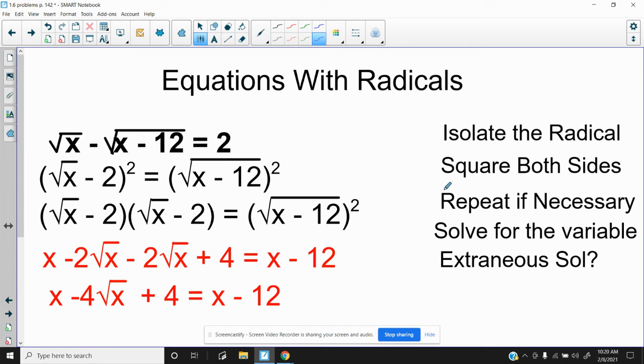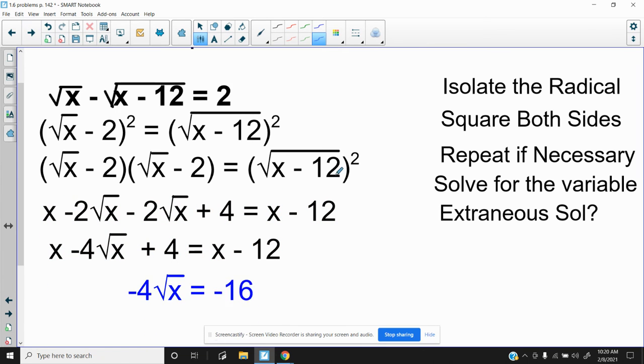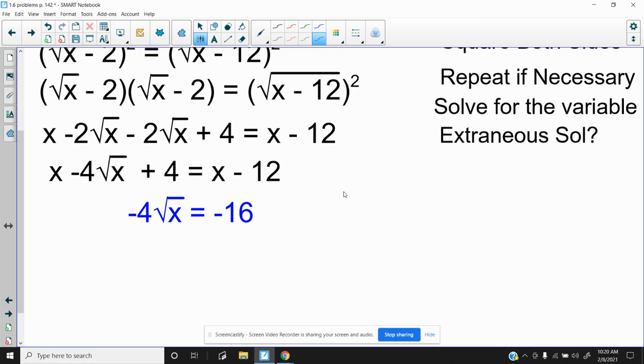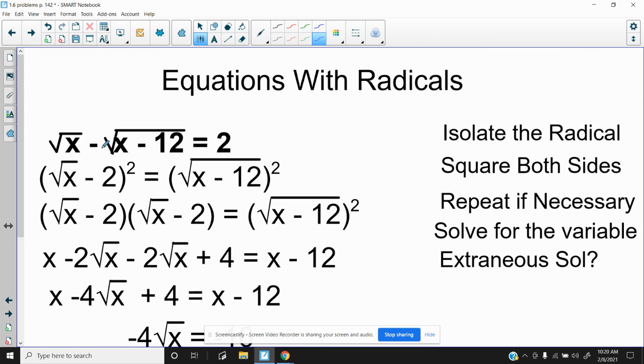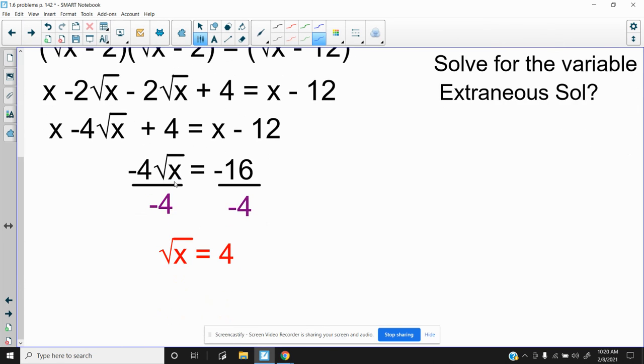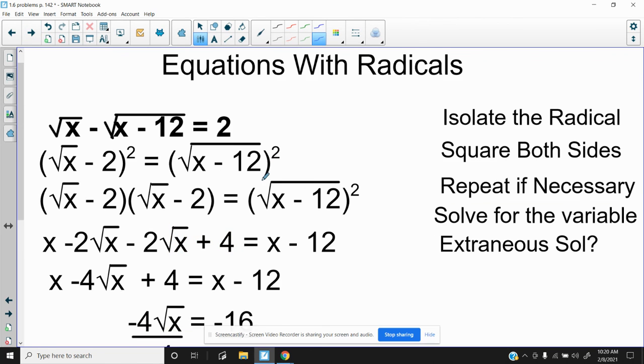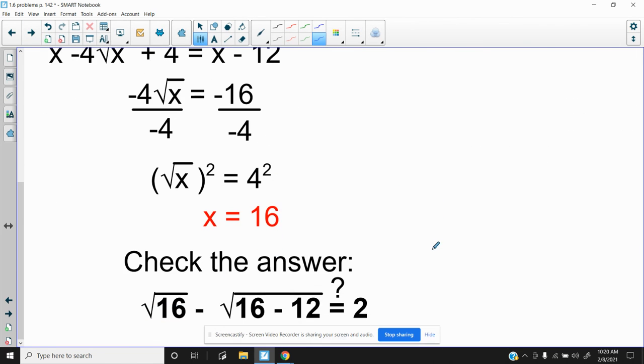Now I'm ready to repeat if necessary. We want to isolate this square root of x. So we do what we need to do, subtract the x, subtract the 4, and now we're going to divide by negative 4 because I truly need that to be isolated. And I get the square root of x equals 4. I square both sides, and x equals 16.